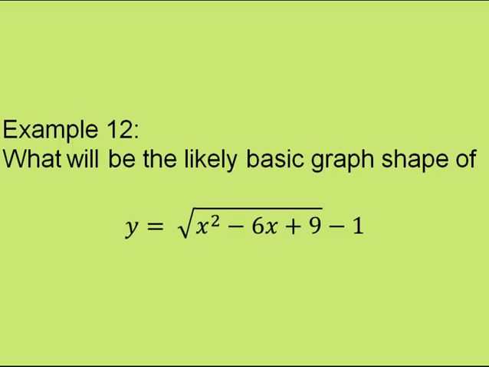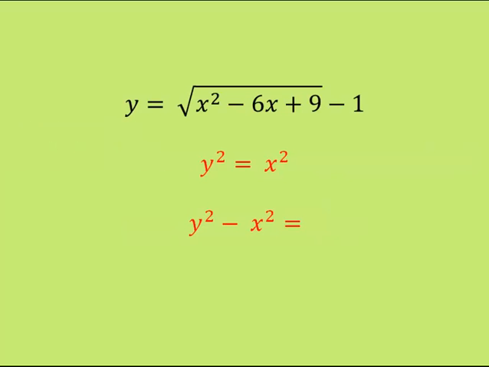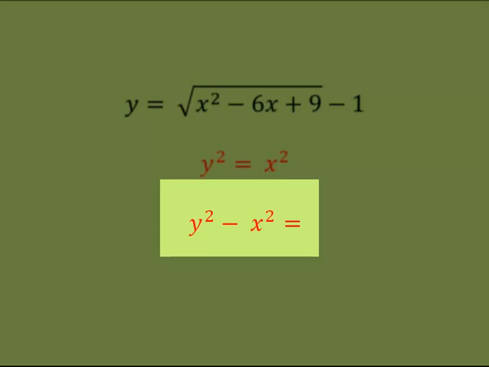Example 12. What will be the likely basic graph shape of this function here? The essence is y equals 2 square root of a quadratic expression in x. That minus 1 on the tail end just translates matters down 1. Ignore that for the moment and proceed with the usual process. Square both sides, keep track of x squared and y squared. Move the x squared term to the y squared term side. Coefficients have opposite signs. So we are reminded of a hyperbola.